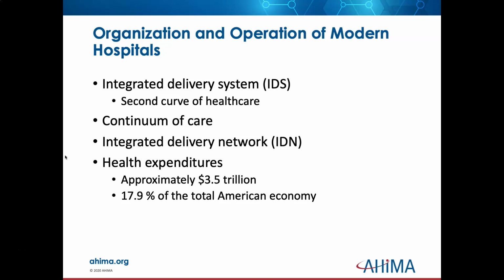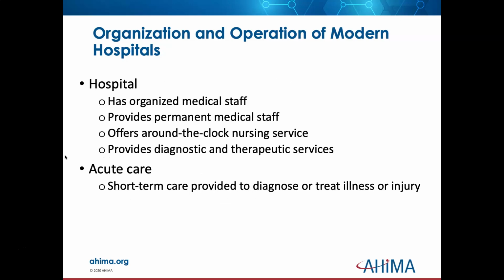An integrated delivery network involves multiple systems, and right now health expenditures are around 3.5 trillion a year, which is 17.9% of the total American economy, which is not a good thing. Hospitals have to have an organized medical staff, provide permanent medical staff, offer around-the-clock nursing service, and provide diagnostic and therapeutic services. Acute care hospitals are short-term care provided to diagnose or treat illness or injury.